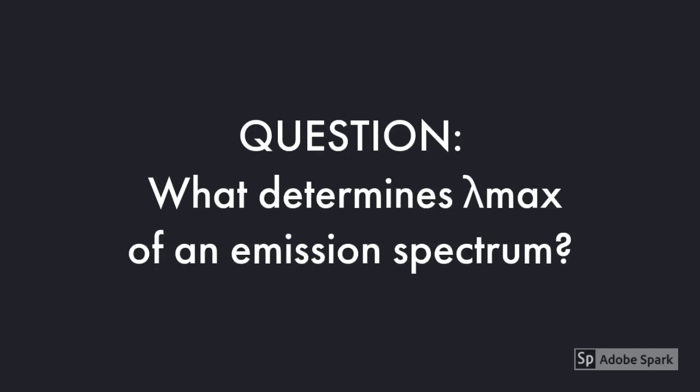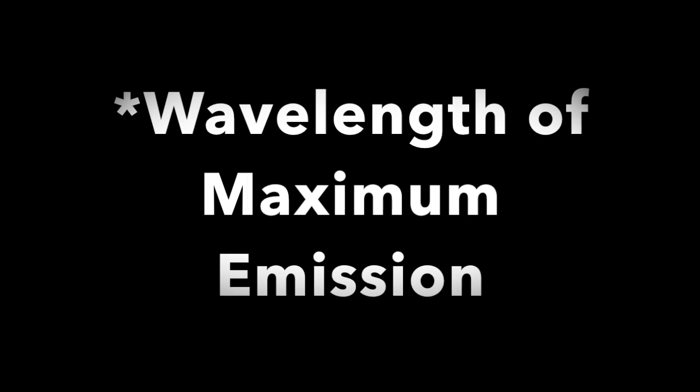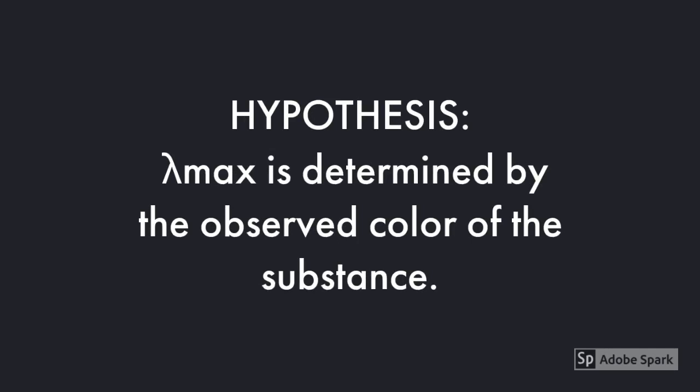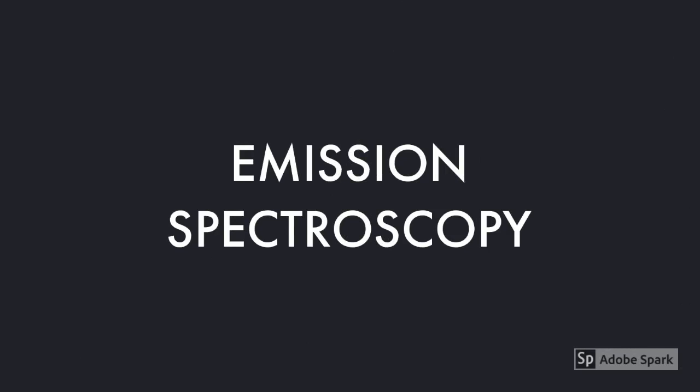In this video, we are examining what determines the lambda max of the emission spectra. Lambda max is the maximum wavelength of emission, meaning the wavelength at which the most photons are emitted by the substance. The hypothesis we had to test was that lambda max is determined by the observed color of the substance. In our lab, we used emission spectroscopy to analyze the potential dependency of lambda max on color.